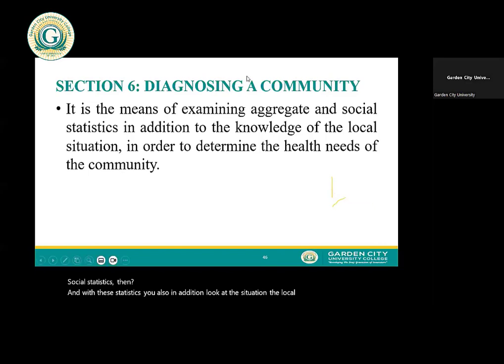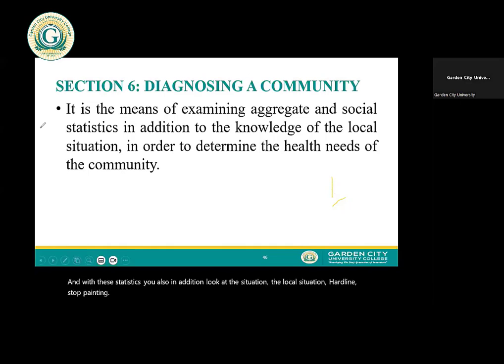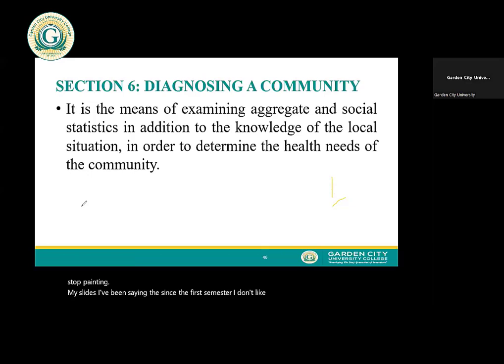Adeline, stop painting my slides. I've been saying this since the first semester. I don't like it. Stop painting it. Stop screenshotting my stuff.